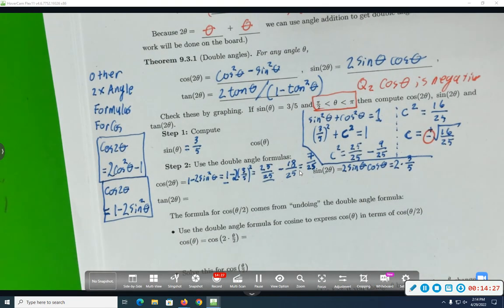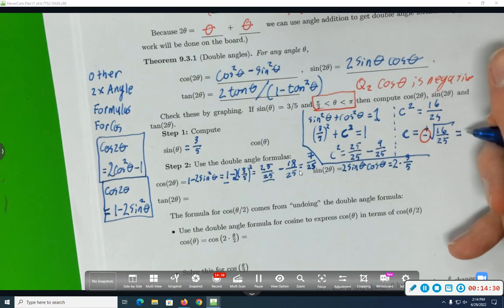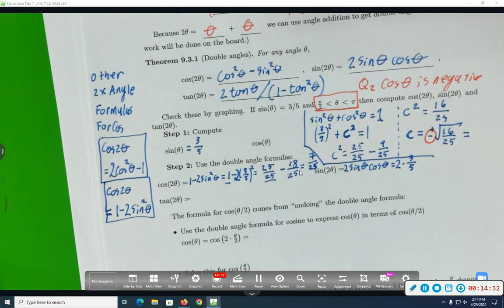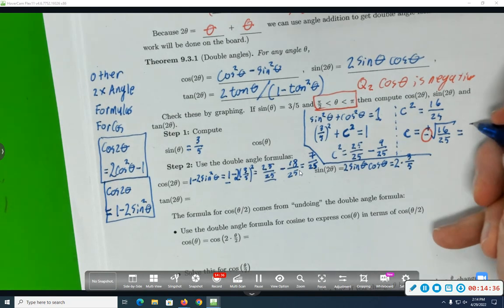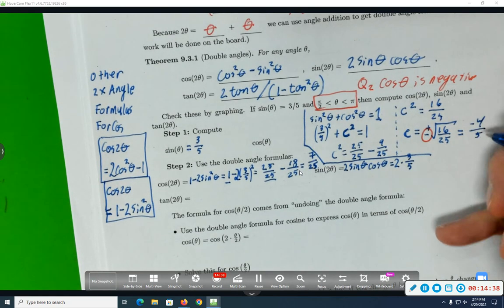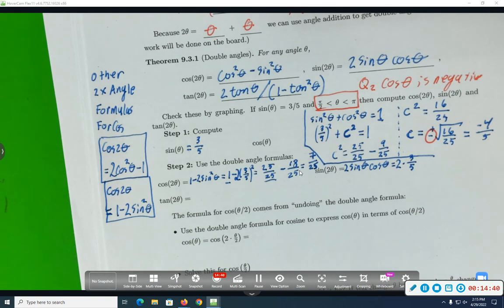And are there any perfect squares underneath that square root? Yes. What's the square root of 16 25ths? 4 over 5. Nice. So negative 4 fifths. Hopefully that felt pretty familiar to everyone, like a computation we've done a few times now.